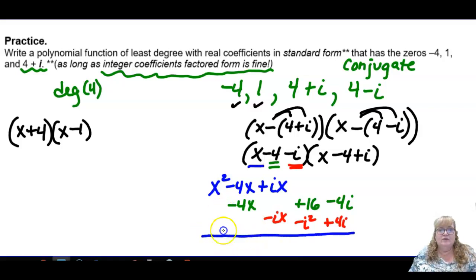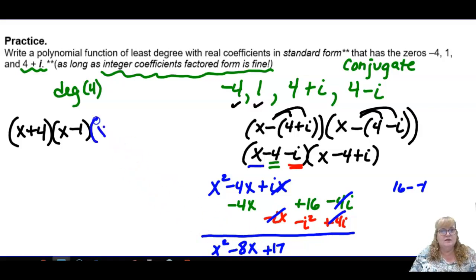But I'm going to go down here and figure out what all this became. We have an x squared. Minus 4x is minus 8x. Those are 0. These like terms cancel each other out. I have 16 minus negative 1, which becomes 17 on a good day. All right, so my other factor is x squared minus 8x plus 17, because remember, it had to have real coefficients. I could not leave it with i's.